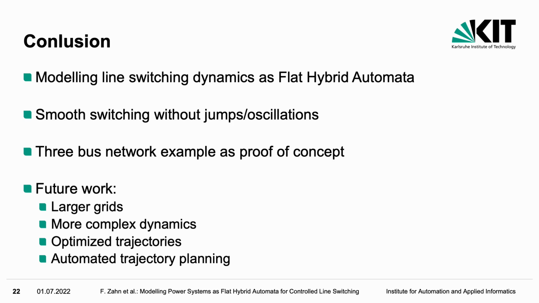In my talk, I have shown how modeling line switching as flat hybrid automata is possible, and how from this we can construct smooth switching without jumps or oscillations. I also have shown how to implement it for a 3-bus network as a proof of concept. In future work, we want to look at larger grids with more complex dynamics. We also try to optimize the trajectories for less electricity consumption, and in the end, we want to integrate the whole framework for automated trajectory planning.